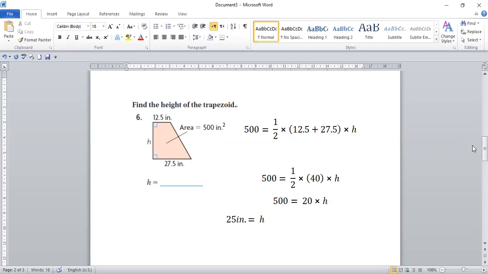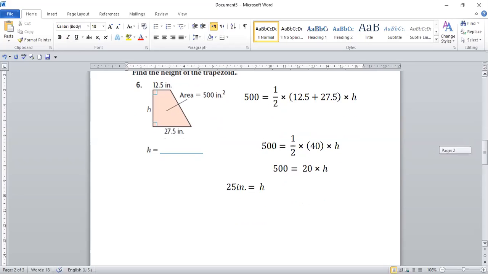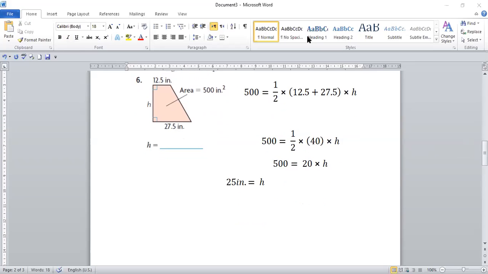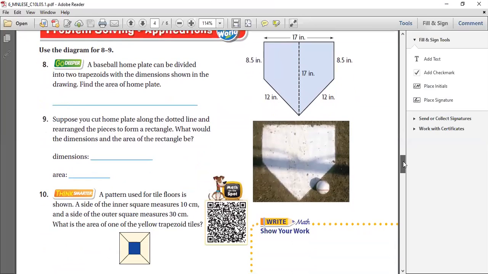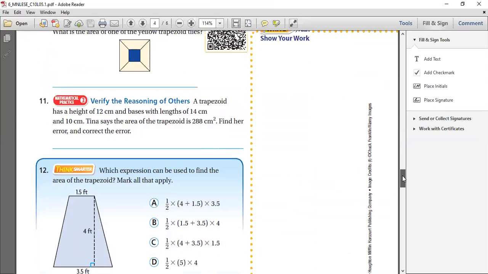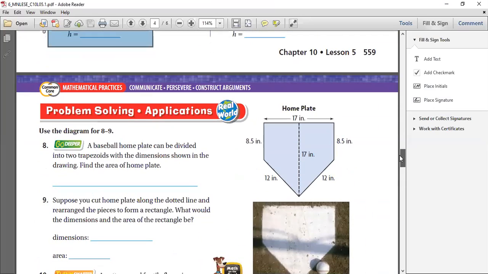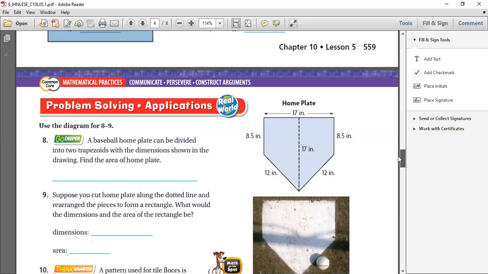I will not be doing any more questions regarding the height because you have enough questions in the homework. So let's move on to everyone's favorite, problem solving. Let me choose an easy one for you. Shall we do this?